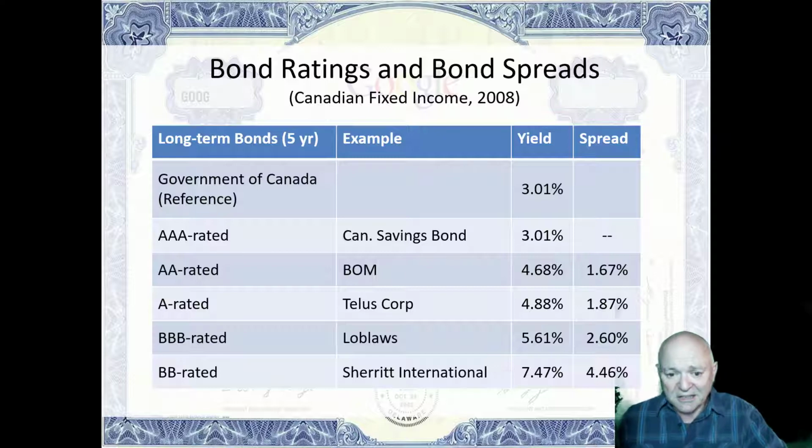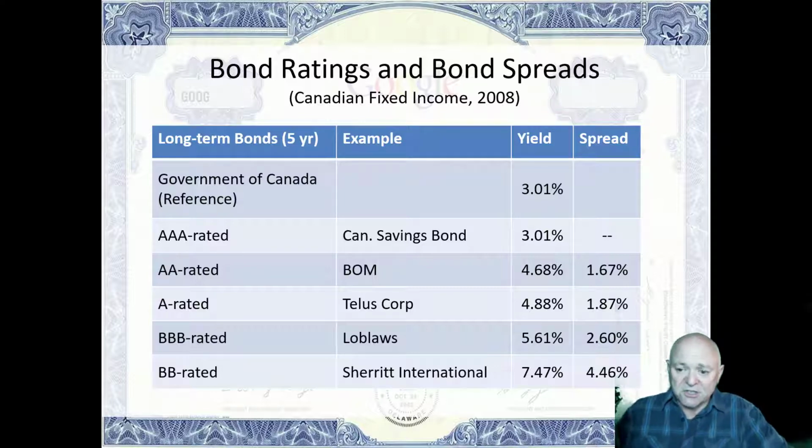If you're a company like TELUS, which has a single A credit rating, the yield on this one is 488 basis points, or 4.88%. That's 187 basis points. And so for falling one rating band, TELUS ends up paying about 20 basis points more than it would if it was AA rated.